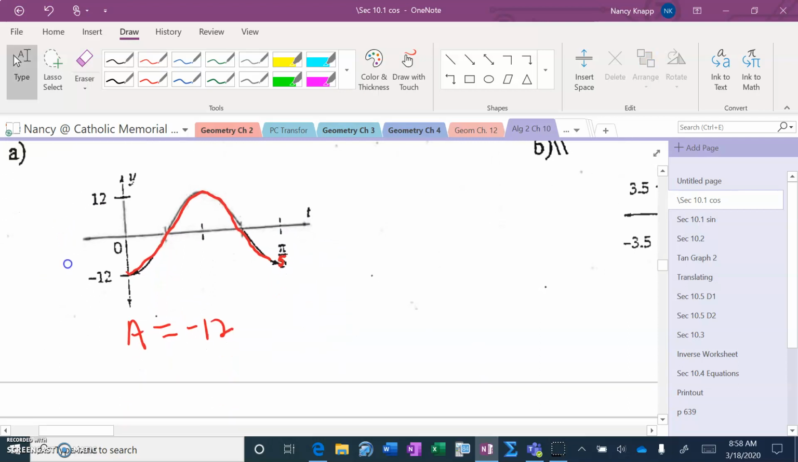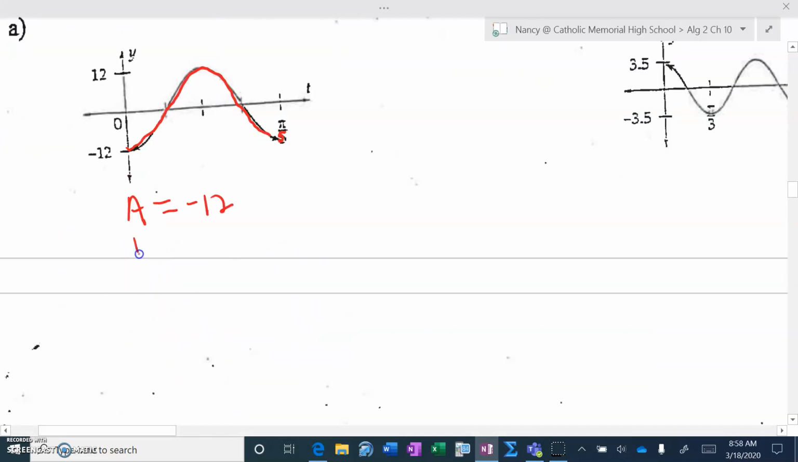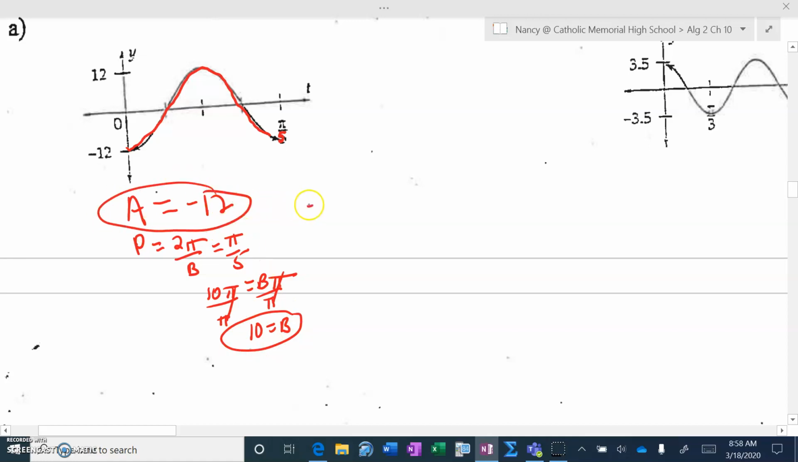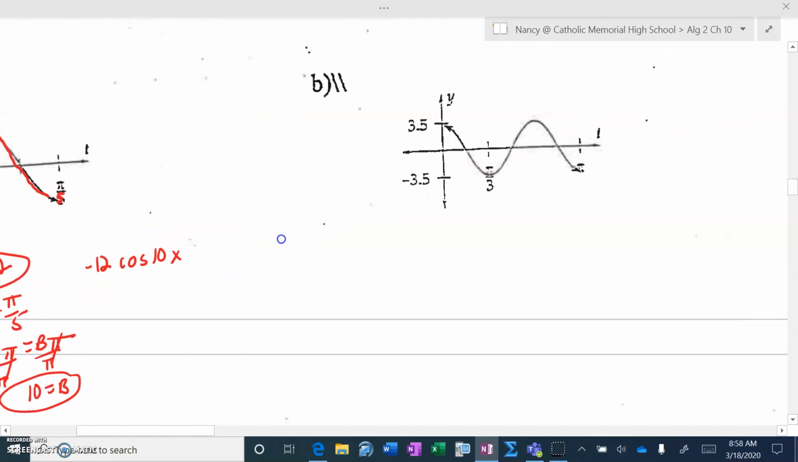So if that's my period, then my period, which is 2 pi over b, is equal to pi over 5. And I would cross multiply: 10 pi equals b pi. I would divide by pi, and I would end up with 10 equals b. So there's my b, there's my a. My equation would be -12 cos 10x. And again, I think that's 1/5. It's a little hard to read, but hopefully the ones in your homework will be clear.